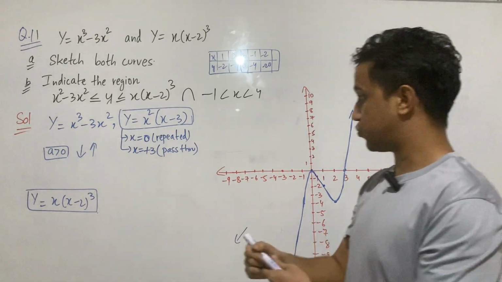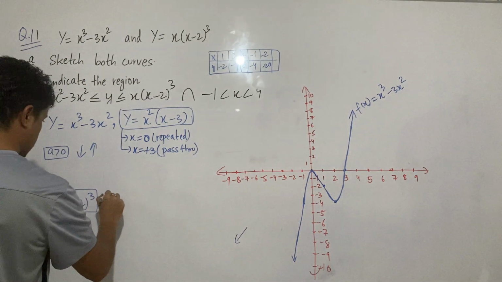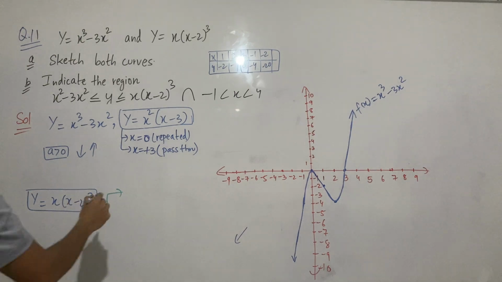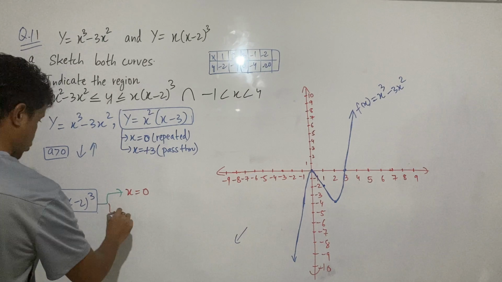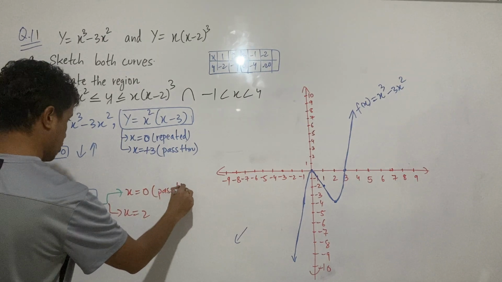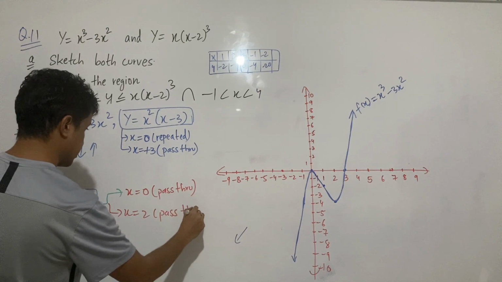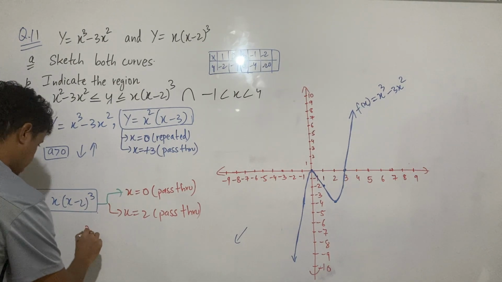Okay, now move to the next one. Here x is going to have the value 0 and x is going to have 2. Here it passes through, and here also it passes through. Why? Because the multiplicity is odd and a is positive, so the graph will rise up.